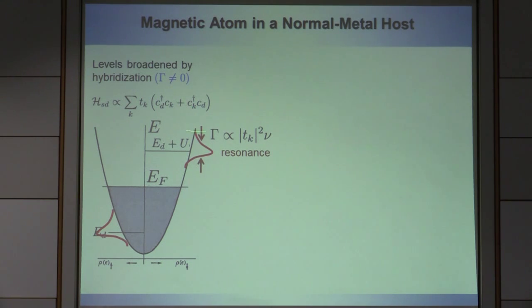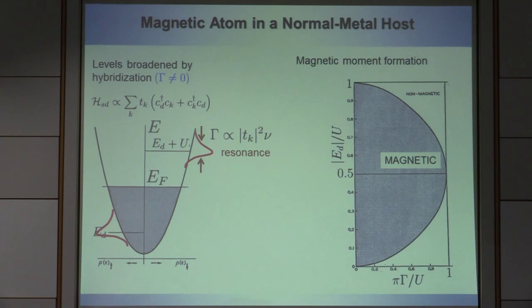Now we turn on the hybridization. The level broadens. What Anderson did was analyze the phase diagram of the system just in the mean field approximation. In this mean field, the important variable was the retained magnetic moment on the ion. And here's the phase diagram. It tells us that as long as the level width gamma is small compared to the on-site Coulomb repulsion U, the atom remains magnetic.